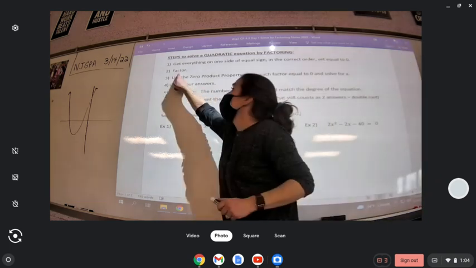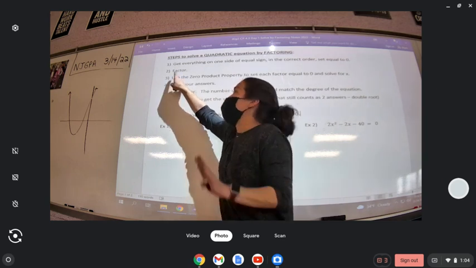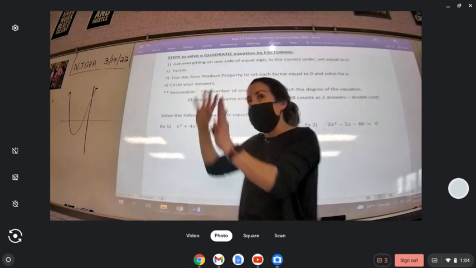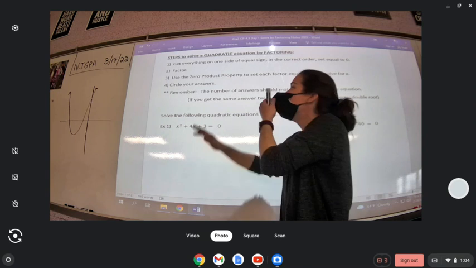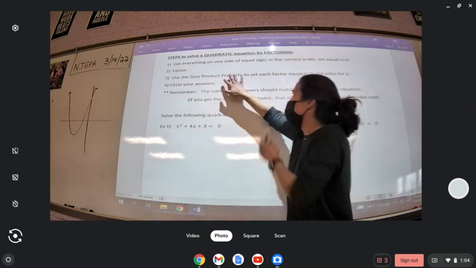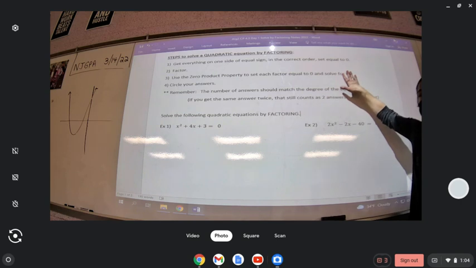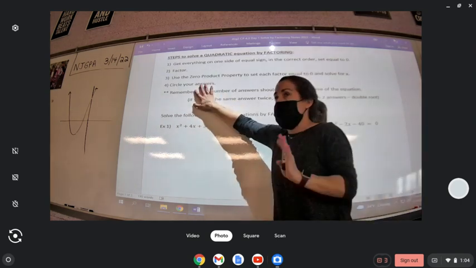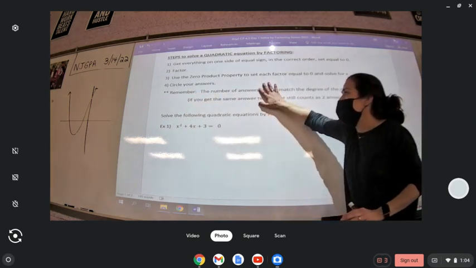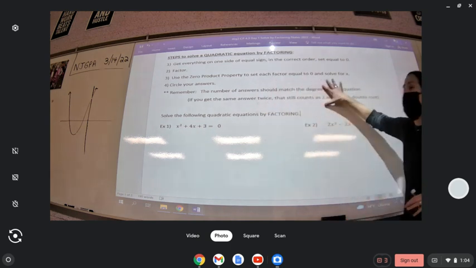Then you're going to factor. It's not going away. You're going to factor that problem. You're going to break it up into pieces that multiply. Then you're going to use the 0 product property to set each factor equal to 0 and solve. That's going to be new. We're going to have to get used to that. And then you're going to circle your answers. Then you're done.